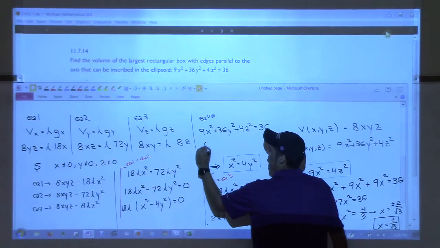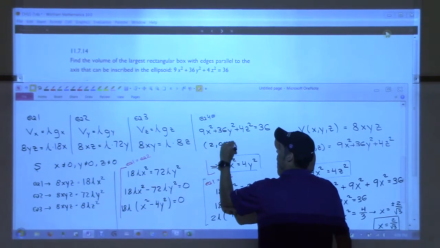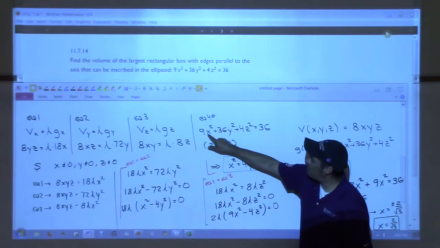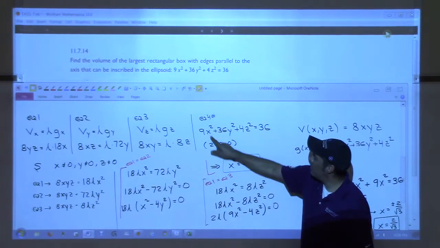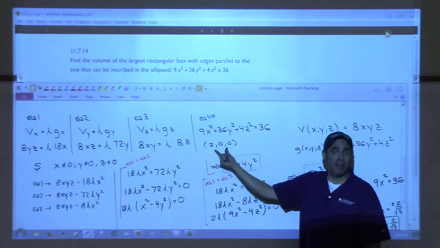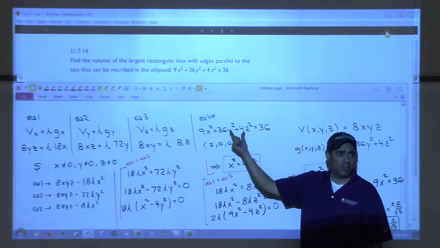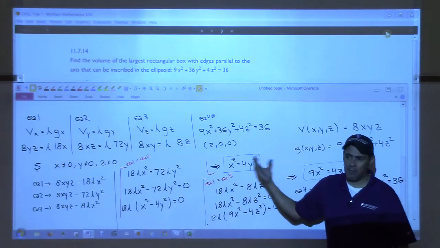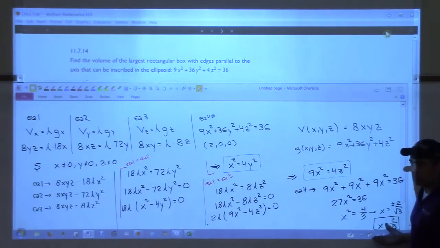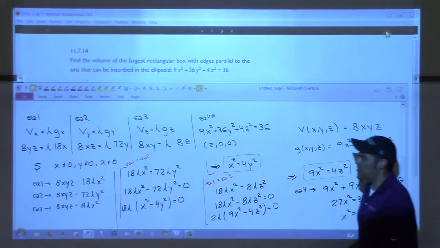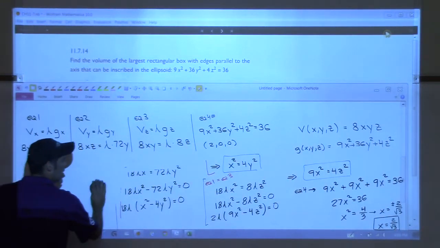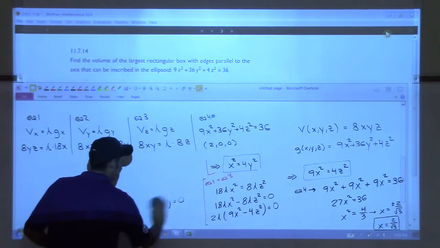Look, here's an example. The point 2, 0, 0. Does that live here? Yeah. So 2 squared is 4. 9 times 4 is 36, right? 0, 0. So that point lives on this restriction, but it gives me a volume of 0. So that's definitely going to be smaller than what I get here. So all we really need to do now is recover the y and the z. So let's get our y now.